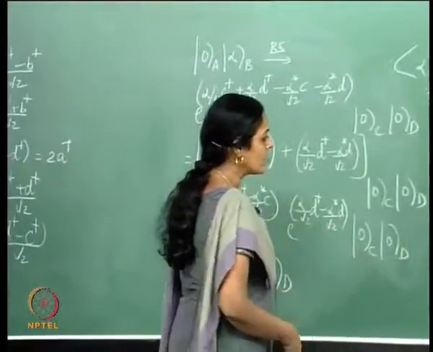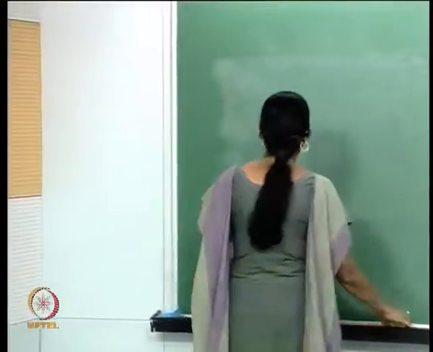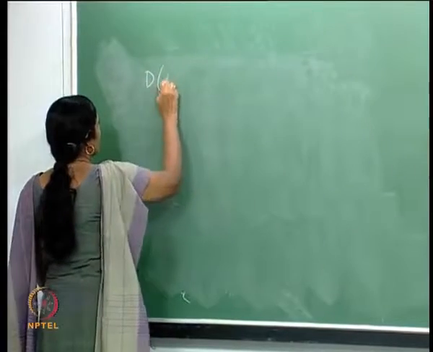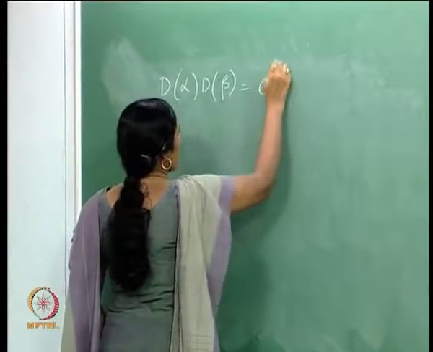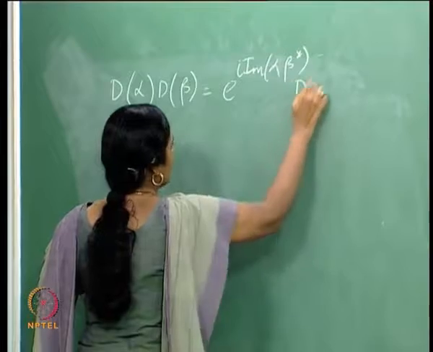So, already I can see where it is going, but I am going to pick up some phase factors. I use the fact that D of alpha, D of beta is e to the i imaginary part of alpha beta star, D of alpha plus beta.